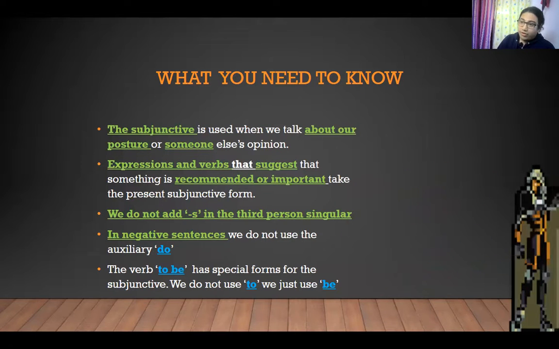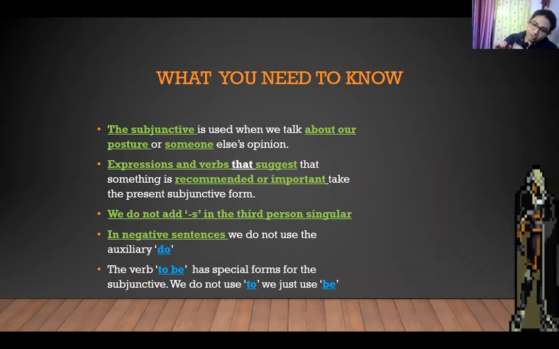The other thing you have to keep in mind is that the verb to be has special forms for the subjunctive. We do not use the to, we just use be. The verb to be is going to be just be, without the to. It's really confusing, but I'm going to clarify it with the examples.